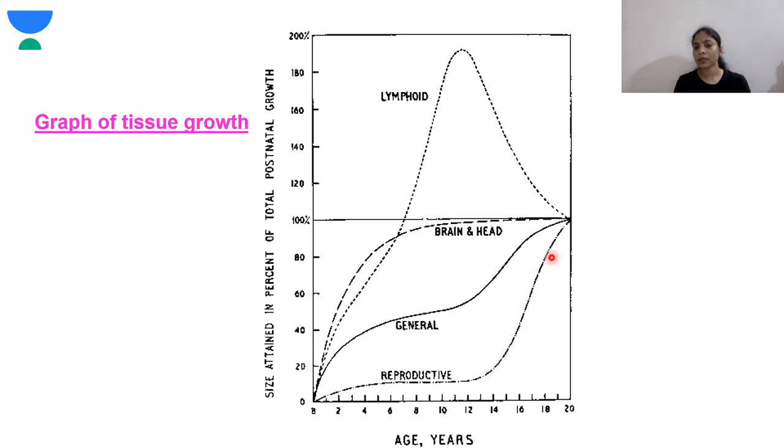Likewise, for reproductive growth, there is a peak, a sudden spurt in growth after 12 years. So it corresponds to puberty. Then the general somatic growth is slow and regular, which you can see here. So different tissues have a different rate of growth.